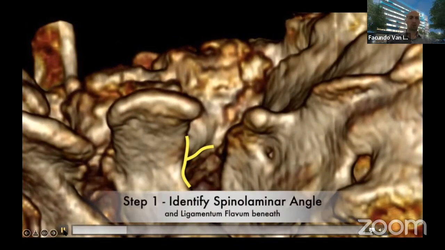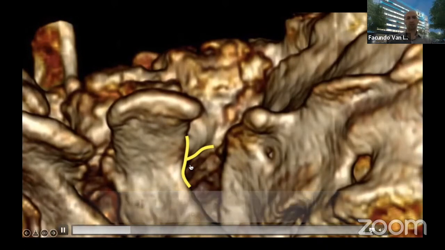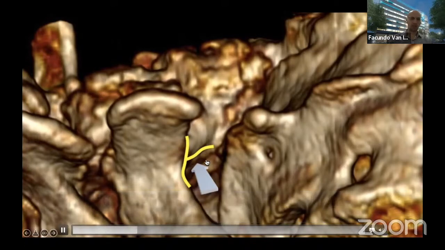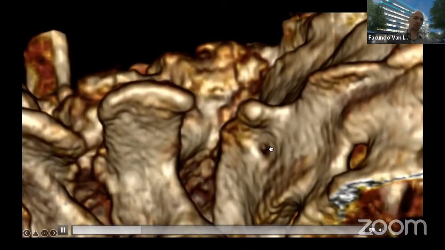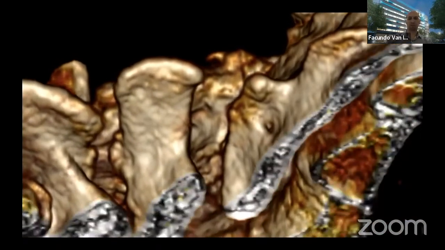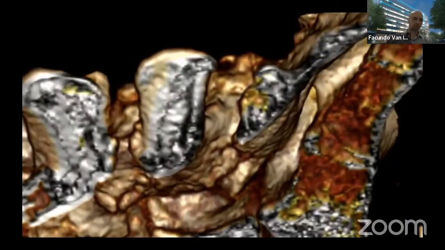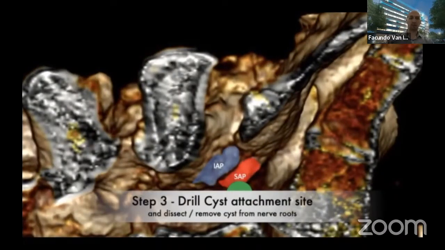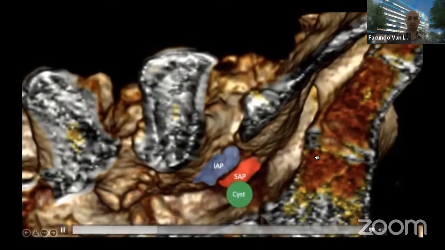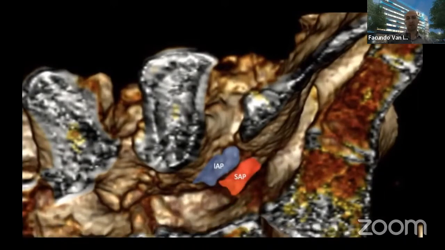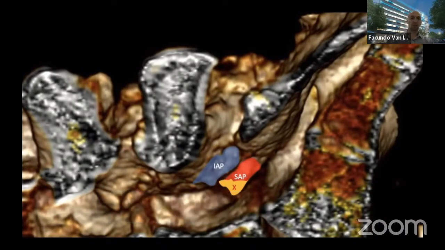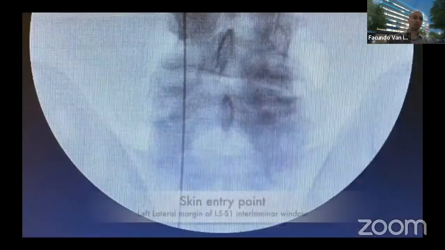We were aiming to first identify this angle, then dissect and release the ligamentum flavum contralaterally, and finally access the attachment of the cyst to the SAP. The idea was to drill the exact amount of SAP necessary to prevent cyst recurrence, and then perform an adjusted foraminoplasty from the inside to release the L5 right nerve root. So this is the approach.